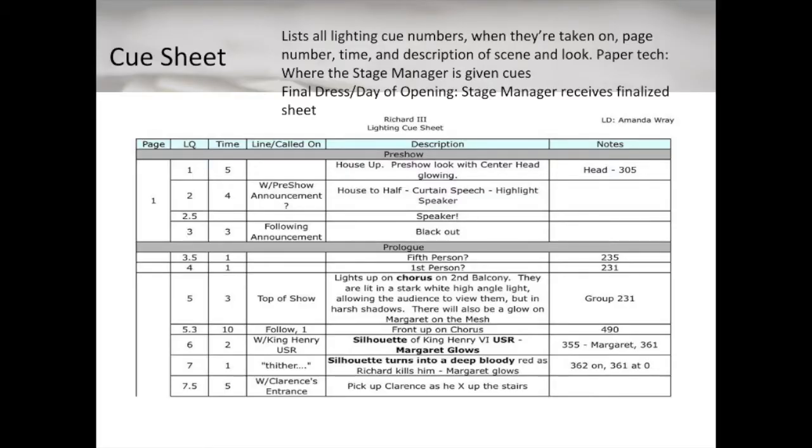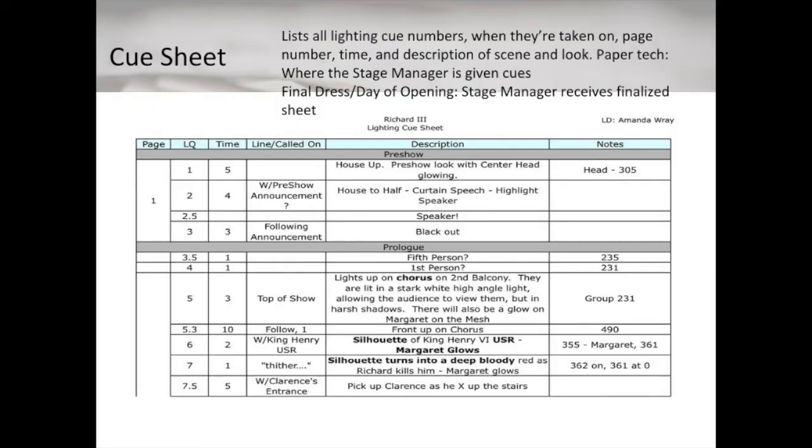Then you have a cue sheet, which lists all lighting cue numbers, when they're taken on, page number, time, and descriptions of scene and look. This is useful when you have paper tech, which is where the stage manager is given all of the cues from lighting and sound, and if there are projections, which don't normally happen all the time. Sometimes if it's a really weird set, with a lot of movement, you need a scenic designer to say, hey, when do my fly rails come in and out, they would be there for that too.